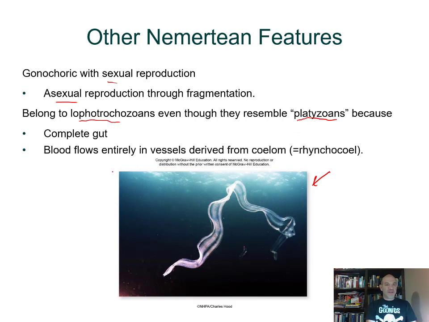One of these, they have a complete gut. They have blood vessels, which means they have a body cavity. If you don't have a body cavity, you're not going to have blood vessels. So all of these things suggest that they should not be with that group.